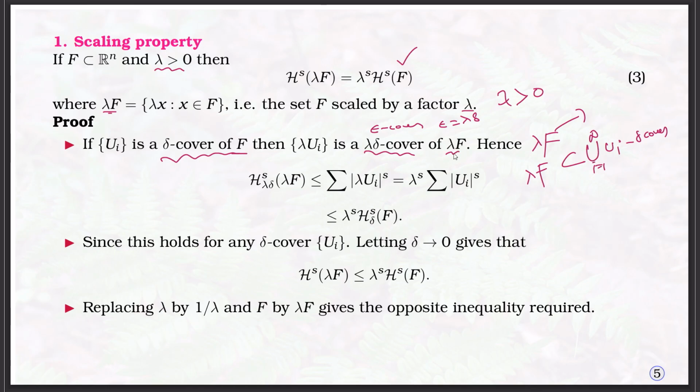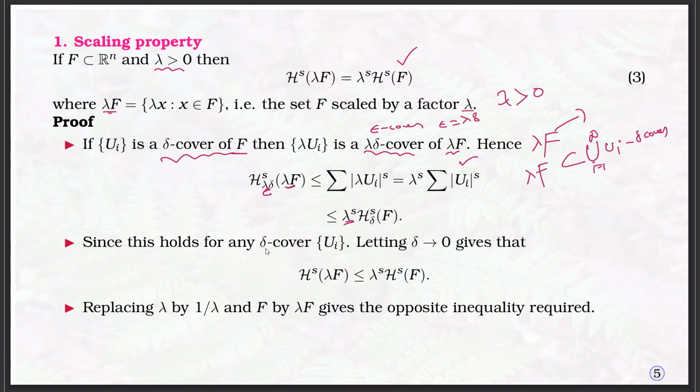lambda times f. Hence, the H delta, that means you can call it H epsilon of s of lambda times f, is less than or equal to this quantity power s. So here lambda power s is a constant, you can take it out, and this is nothing but the delta cover of f. Therefore one gets lambda power s times this quantity. So if you are multiplying lambda with f, then the measure is multiplied with lambda power s, we are getting less than or equal to.